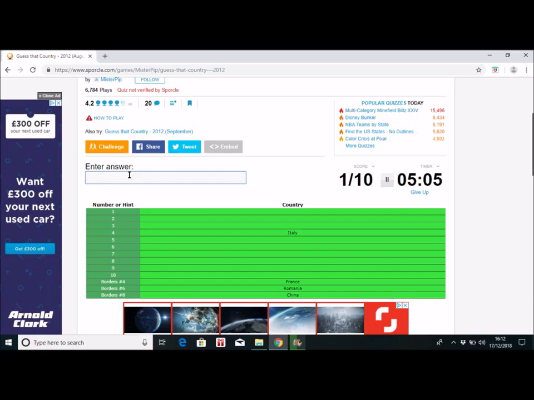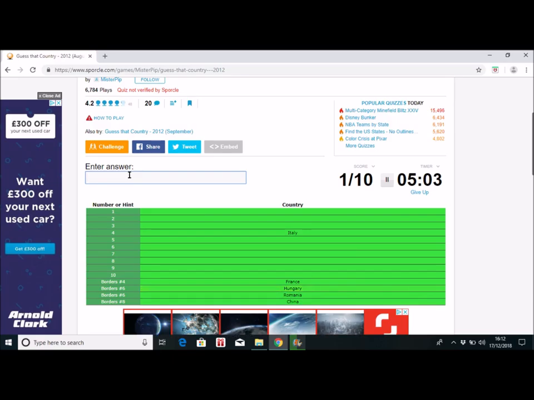What about Hungary? Hungary, that borders 6. As it borders Romania and Hungary, what about Slovakia? I'm not so sure about that one. Dearie me. Could it be Serbia? Yes, it's Serbia. That's 6. Good. Right, let's try South America.